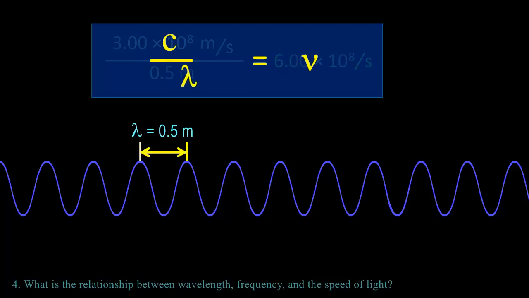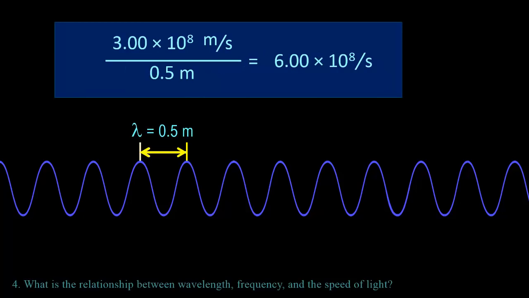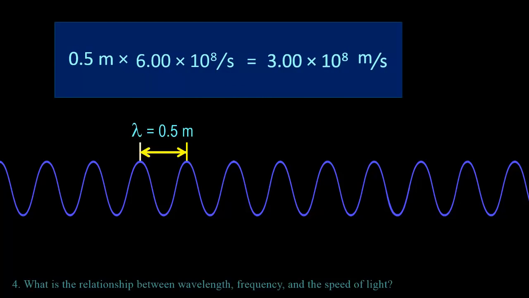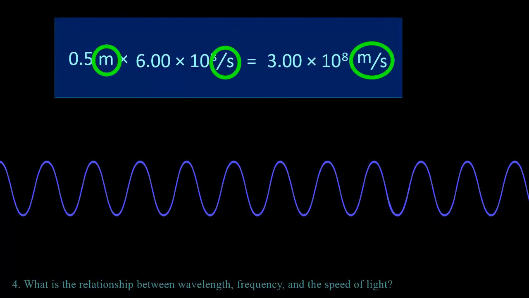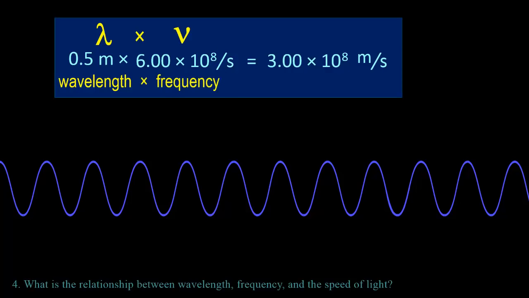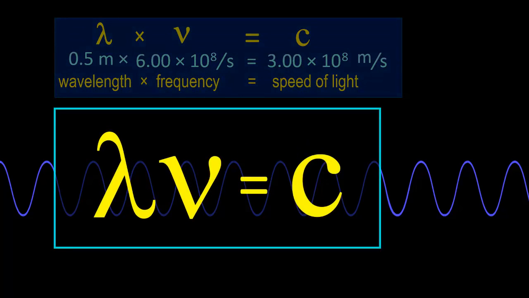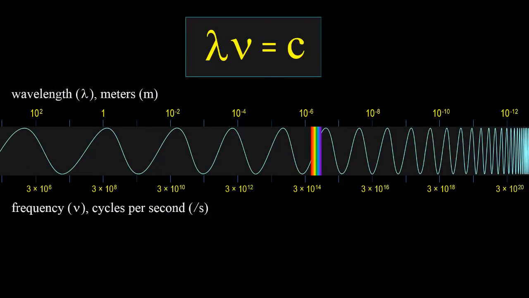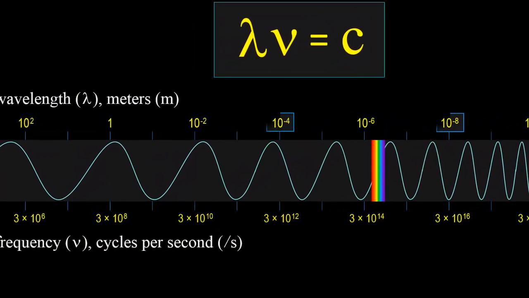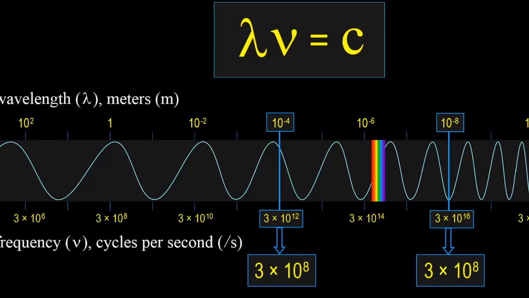We can algebraically rearrange to c equals lambda nu, but it is generally represented as lambda nu equals c, so we will keep that. If we rearrange our original calculation to lambda nu equals c, we can see that the units work out correctly. Meters times per second equals meters per second. So lambda, wavelength, times nu, frequency, equals c, the speed of light. And therefore, each wavelength has a corresponding frequency, and any wavelength multiplied by its corresponding frequency will always give the speed of light.